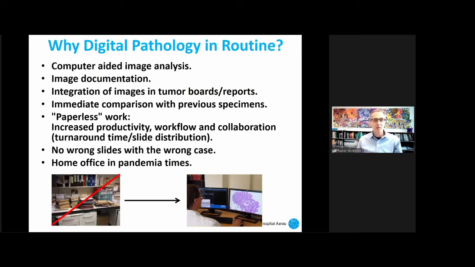So why digital pathology in routine at all? We have heard quite a lot about computer-aided image analysis, one of our main topics today. Also image documentation, integration of imaging boards and reports, comparison with previous specimens, paperless work, of course no wrong slides anymore, and home office in pandemic times, which is very important. We have experienced a lot.